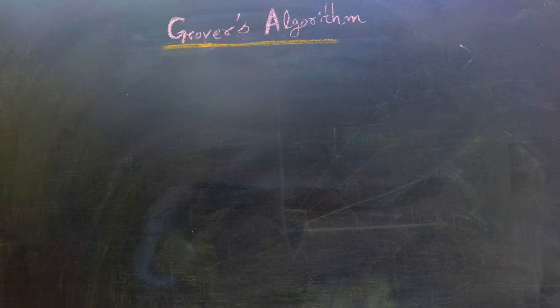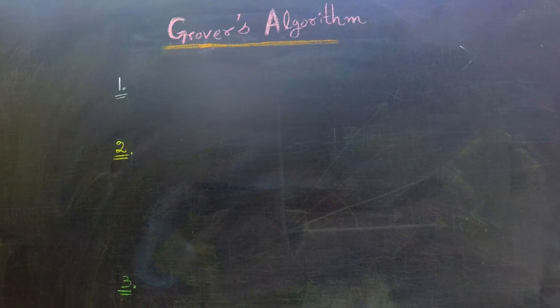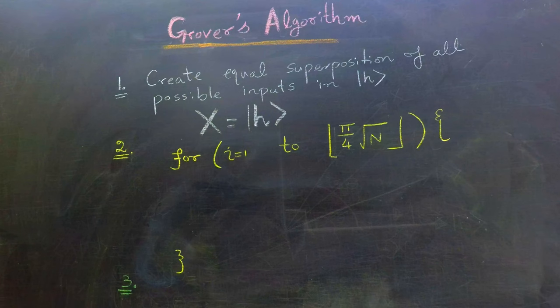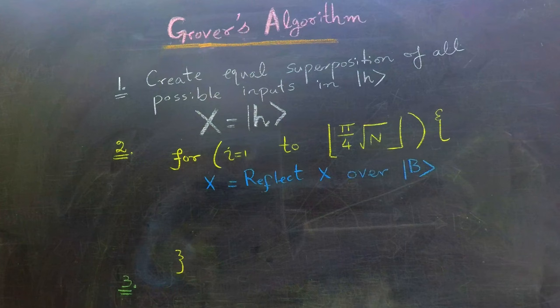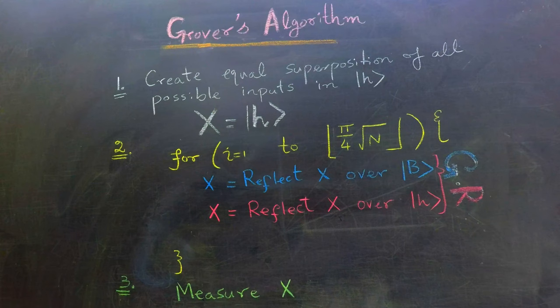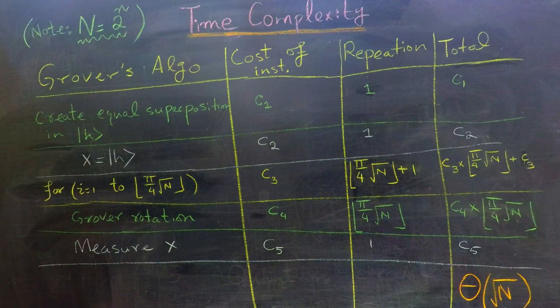Grover's algorithm is straightforward and consists of only three steps. In step 1, we create an equal superposition in ket H by using Hadamard gates. We store a copy of this equal superposition in the register X. In step 2, we run a loop a total of pi by 4 times the square root of capital N times. You might be wondering why the loop runs that many times. Don't worry, I will explain it soon. In this loop, we perform Grover rotations to make X very close to ket A. Finally, in the last step, we measure our register X to obtain an input with a very high probability, maybe more than 99%.